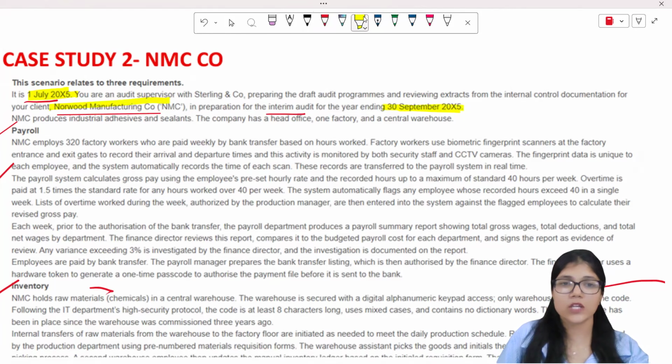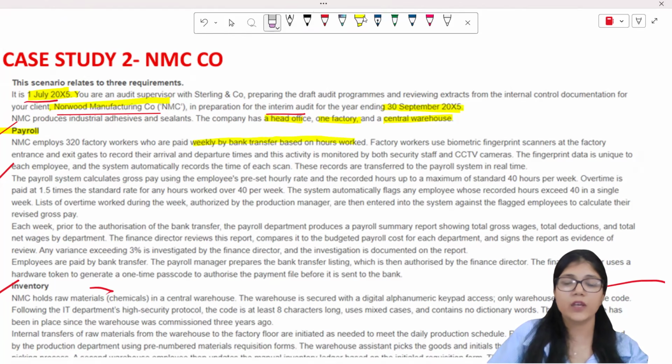Company produces industrial adhesives and sealants. The company has a head office, one factory, and a central warehouse. So this is one head office, one factory, and a central warehouse. These are the three things that they have. Now talking about payroll. So let's deep dive into all of these things. Company employs 320 factory workers who are paid weekly by bank transfer based on the hours worked.